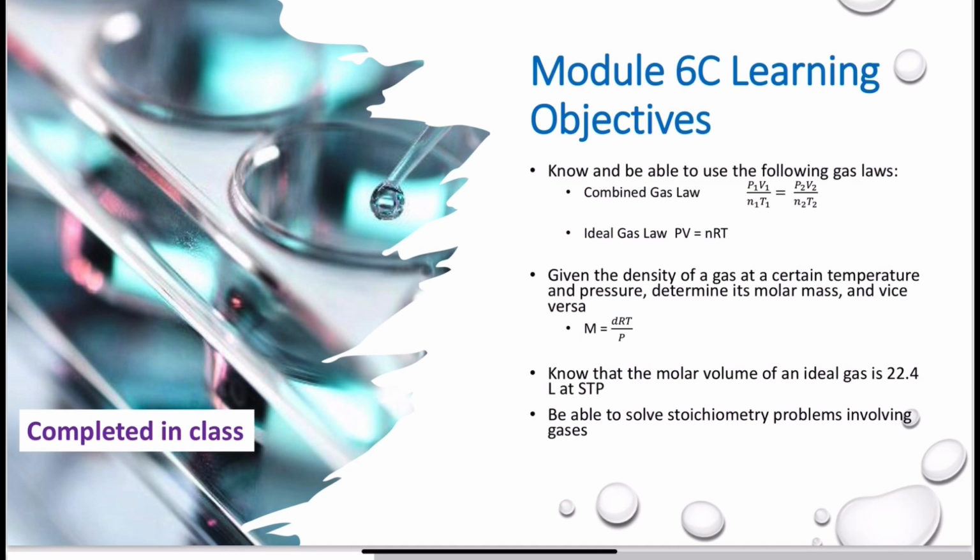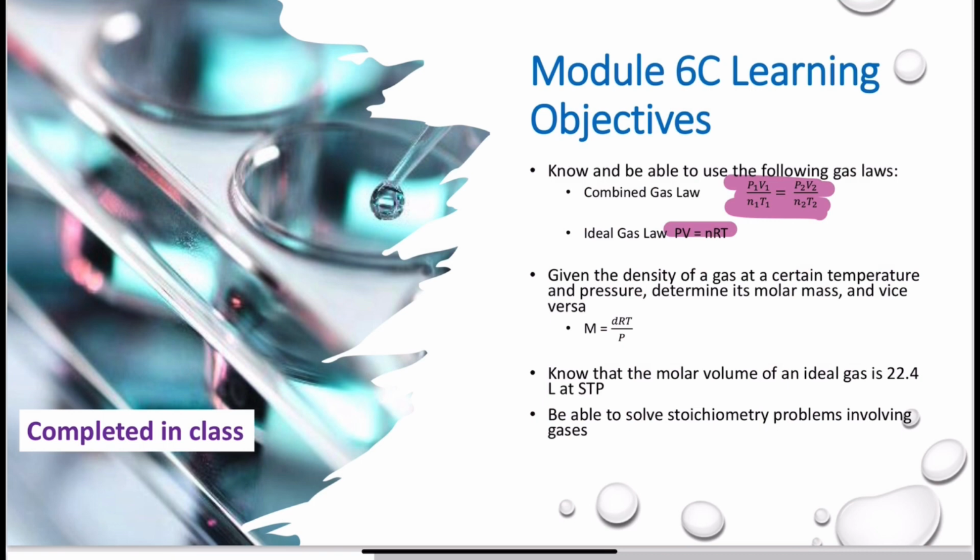We have the ideal gas law, which is PV equals nRT. Very, very useful. If I can figure out three of my variables, I know my gas constant is constant, I can find the fourth variable I'm looking for. We also have the combined gas law, P1V1 over n1T1 equals P2V2 over n2T2. We can derive that from the ideal gas law.